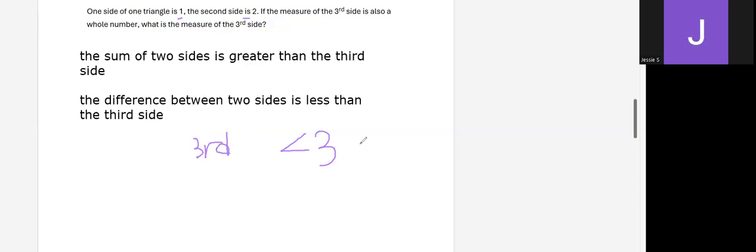But again, the next property says the difference between the two sides is less than the third side. So the difference between 2 and 1 is 1. So the third side must be greater than that.